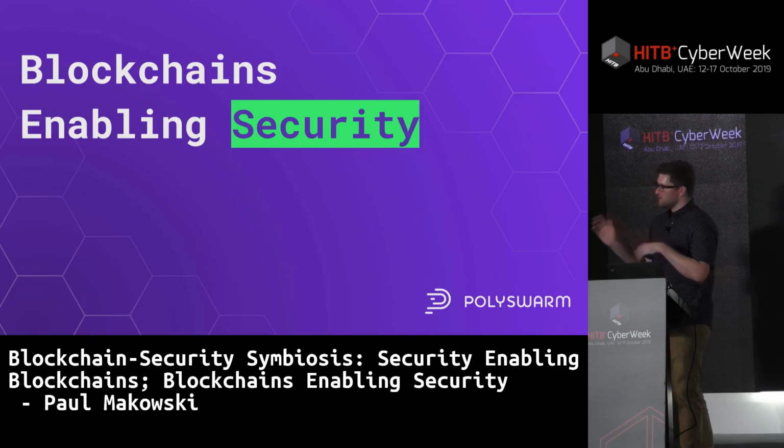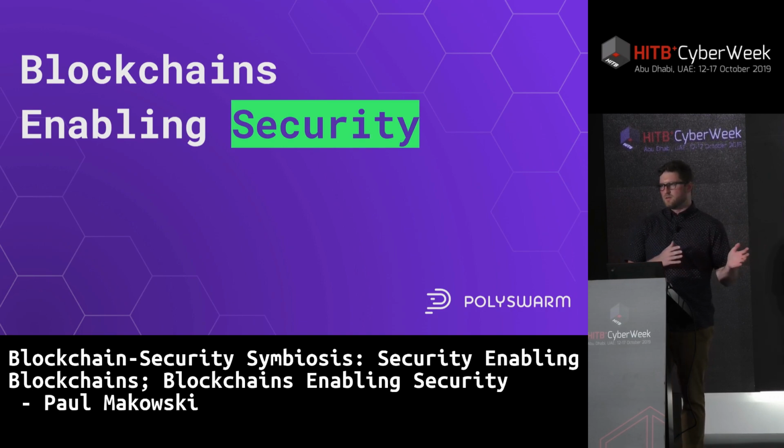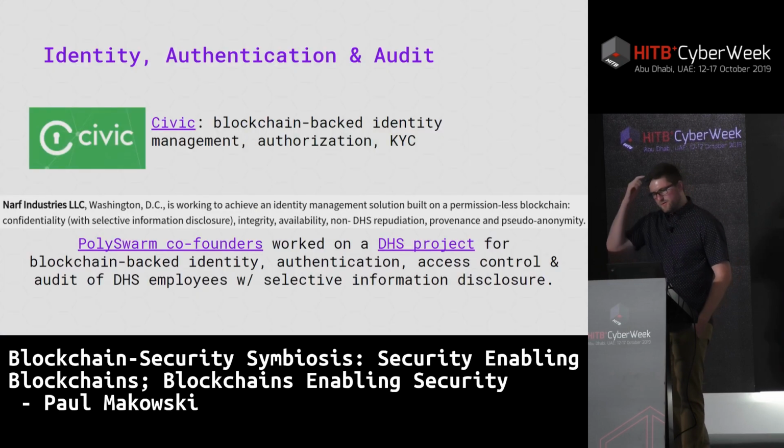So let's flip to the other side now. We've talked a little bit about how things can go wrong when securing a blockchain stack, all the way from smart contracts down to the hardware. What can we use blockchains for to build in the security space? There are a few different categories that I'll touch on briefly. We can use blockchain for identity, authentication and auditing. There's a project called Civic, a blockchain-backed identity management, KYC sort of platform, which is pretty interesting.